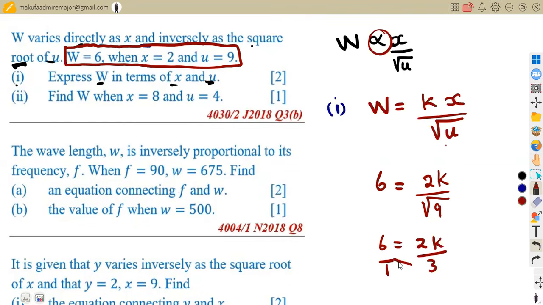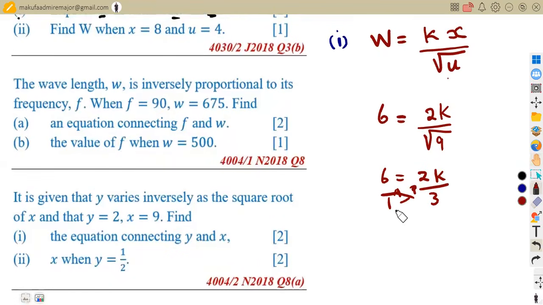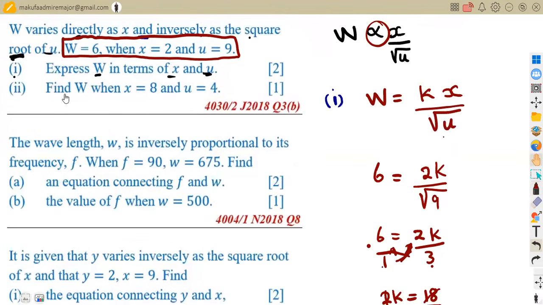So cross multiply so that we can have the value of k in this case. So what are you going to have at the end? 1 times 2k is going to be 2k. 3 times 6, which is 18. So we can divide by 2. We can divide by 2. So that means our k is going to be 18 divided by 2, that's 9.